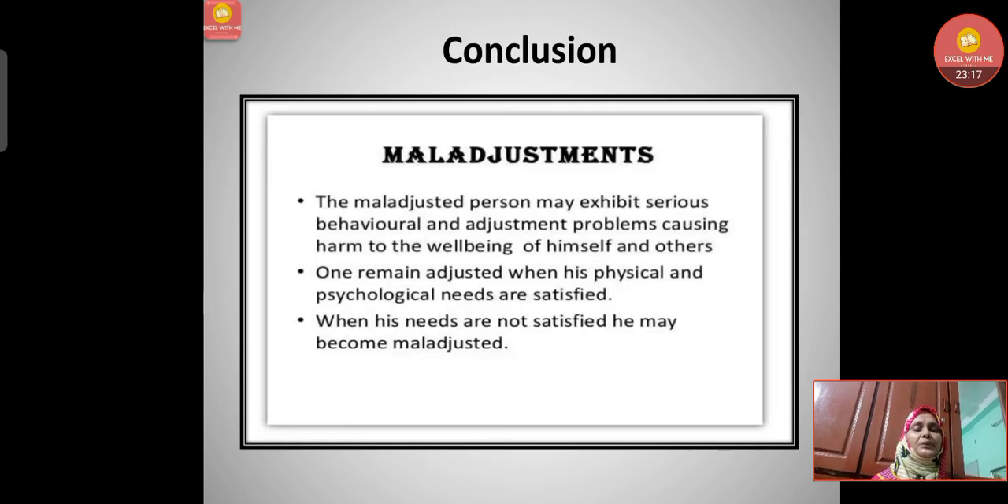Now let's conclude the topic here. The maladjusted person may exhibit serious behavioral and adjustment problems, causing harm to the well-being of himself and others. One remains adjusted when his physical and psychological needs are satisfied. When his needs are not satisfied, he may become maladjusted.